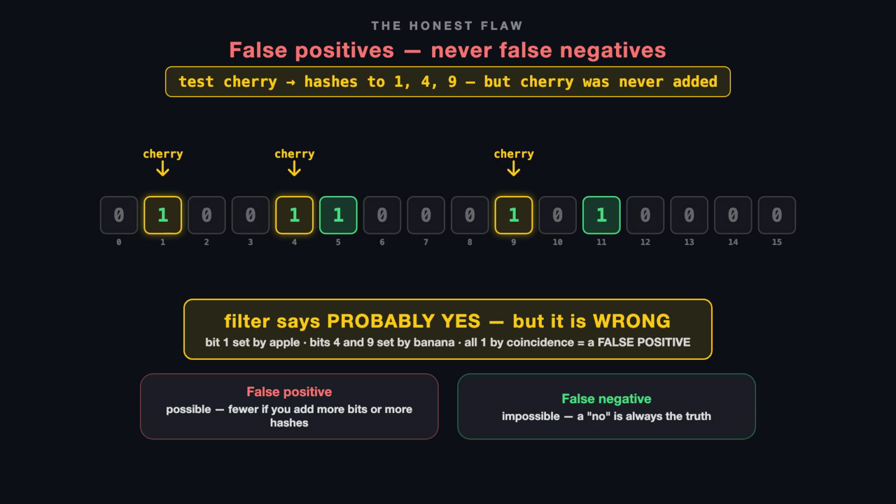And the false positive rate is a dial you control. As the filter fills up and more bits flip on, coincidences get more likely, so false positives rise. To push them back down, you use a bigger bit array, or more hash functions. That is the fundamental trade, more memory buys you more accuracy. But no matter how you tune it, a no is always a true no.